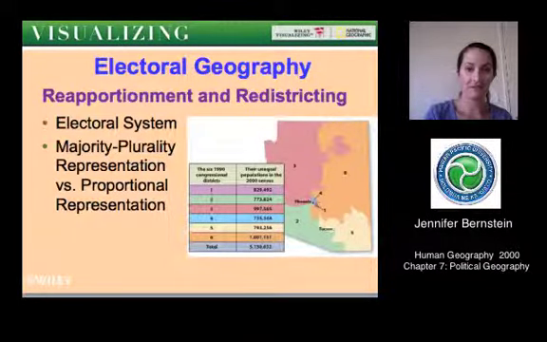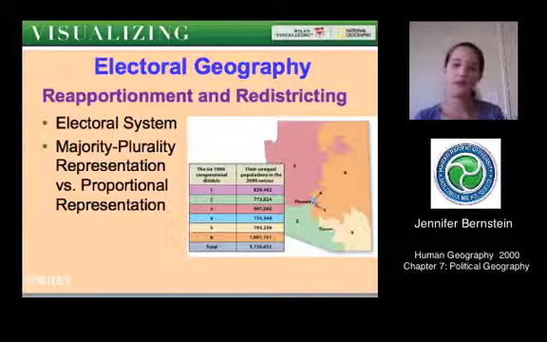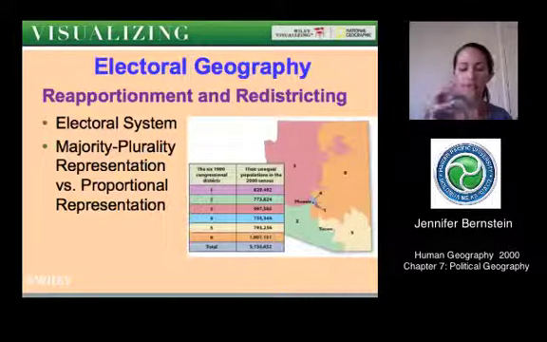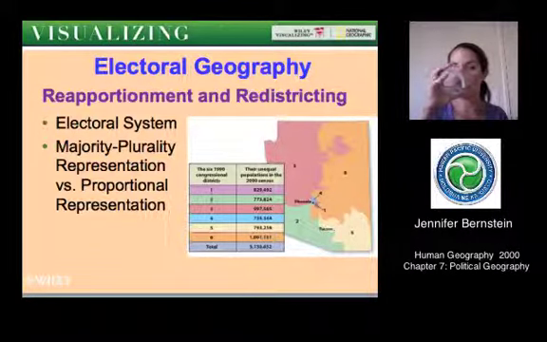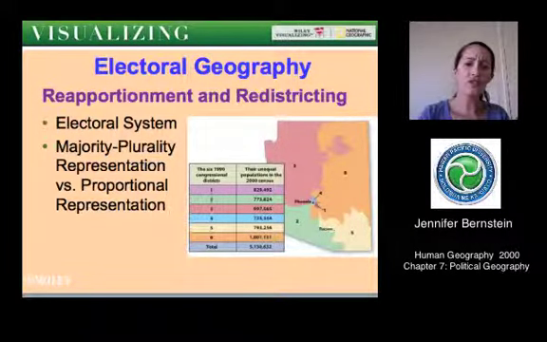Electoral geography. Told you this chapter included a lot. So let's talk a little bit about electoral geography, because it definitely is something that geographers study within the realm of political geography. So first of all, let's talk a little bit about the electoral system.